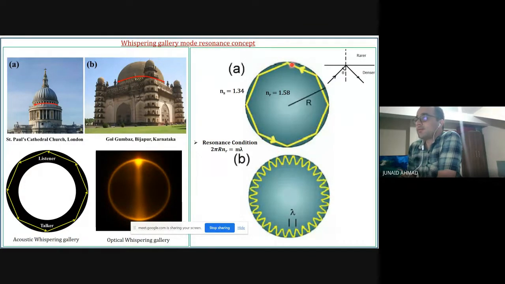When the light originates at a single point and comes back to the same position, it interferes constructively to give rise to the whispering gallery mode waves. To make that happen, the refractive index of this cavity has to be higher than the surrounding medium. This is the ray optics, and this is the wave optics, of how the whispering gallery mode phenomenon occurs within these optical microcavities. This condition is satisfied when the circumference, 2 pi r, multiplied by the refractive index of the material, is an integer multiple of the wavelength.